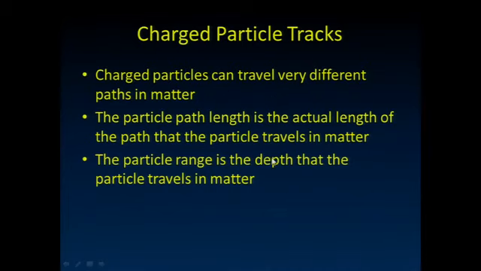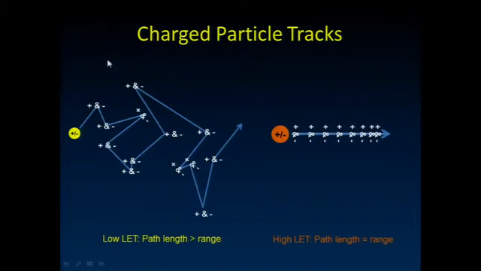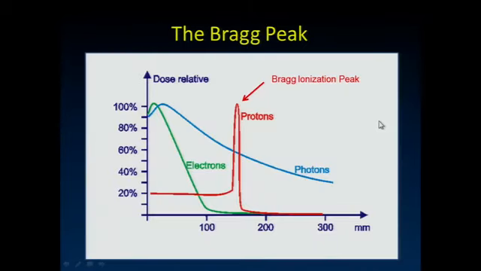They travel very different paths in matter, okay? So the particle path length is the actual length of the path that it travels, and the range is the depth that it travels. So here's the picture I showed you before. So notice this low LET radiation, so this could be an electron, right? It just bounces around, and it has a very long path length, but its range is quite a bit shorter than that. While high LET radiation, really its path length and its range are about the same. It's that Mack truck when it starts to hit cars on the highway, right? They all move out of its way. It continues on its path, if you will.